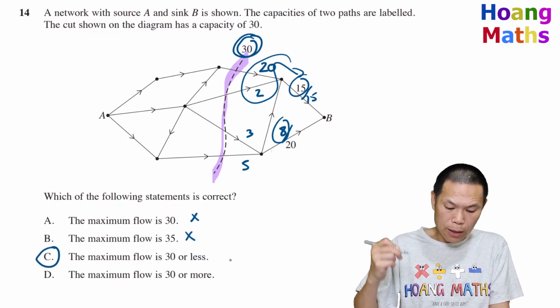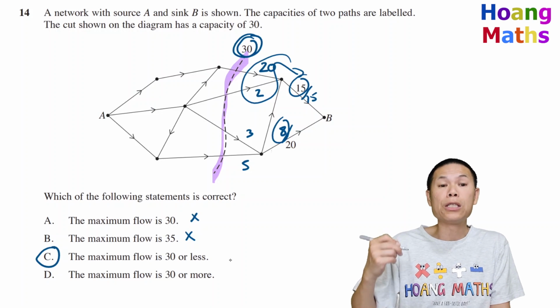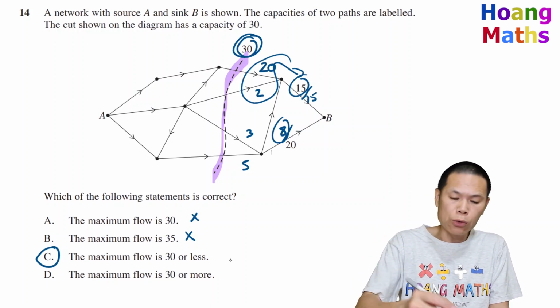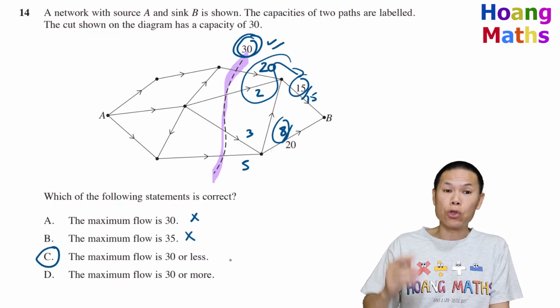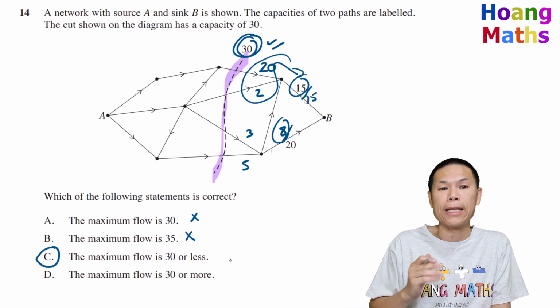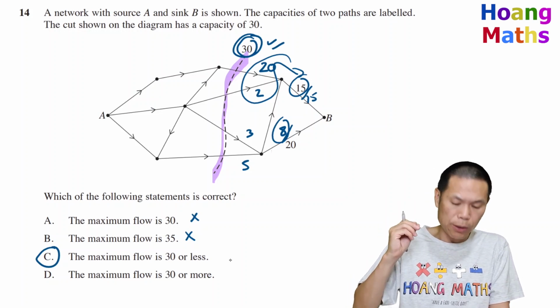So let's have a look at D. The maximum flow is 30 or more. So it's impossible because we know the cut is already 30. So it can only be 30 or less. Okay, keep that in mind. So the answer should be C.